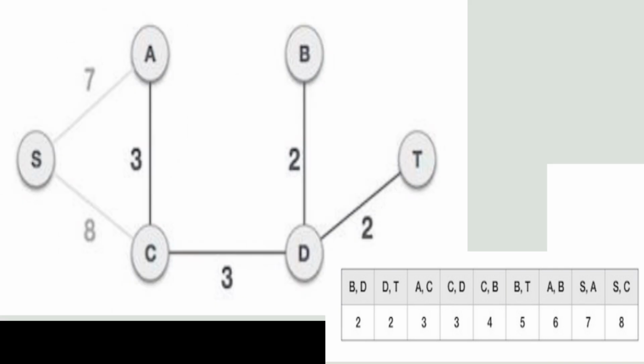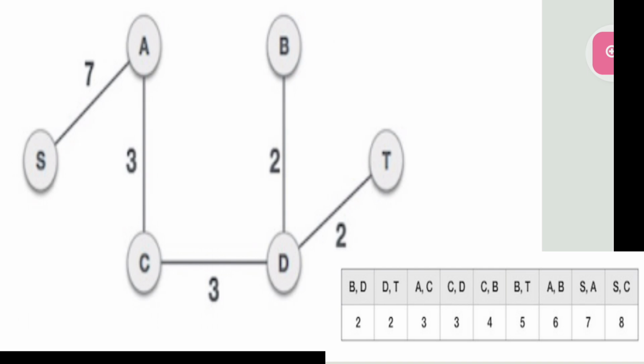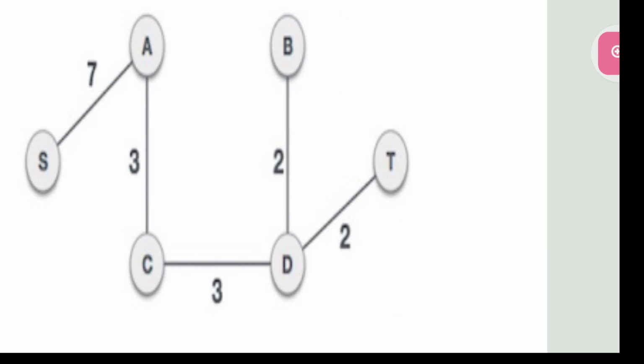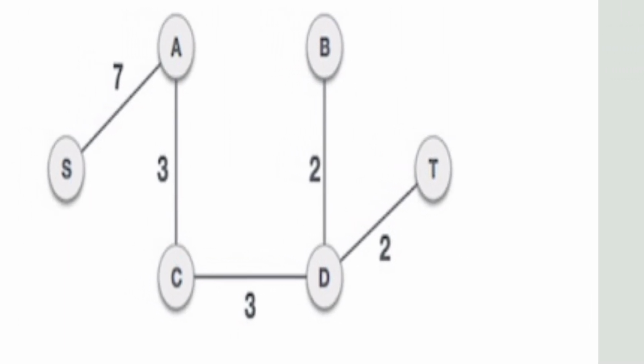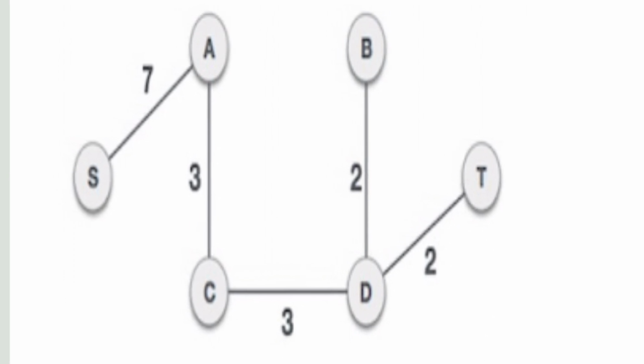Now all the discarded edges are removed from the graph in this figure. The next edge which is added is SA, after which SC may be added, but you can see that if SC is added, again there is a cycle and hence SC is also discarded. So this is the final minimum cost spanning tree of the given graph.